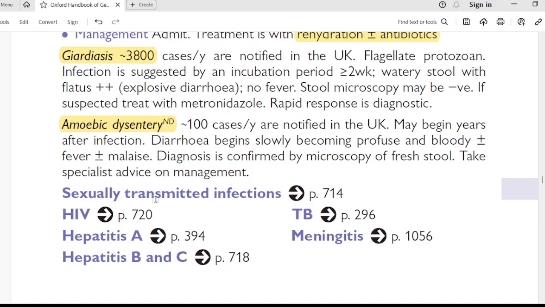Amoebic dysentery. 100 cases are notified in the UK. It may begin years after an infection. Diarrhea begins slowly, becoming profuse and bloody, plus fever or malaise. Because it is dysentery, it is bloody diarrhea. Diagnosis is confirmed by microscopy of fresh stool. Take specialist advice on management.